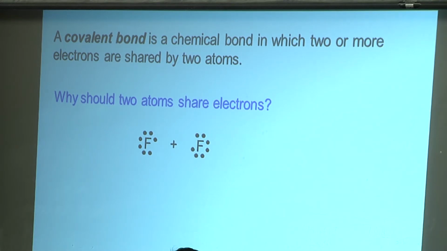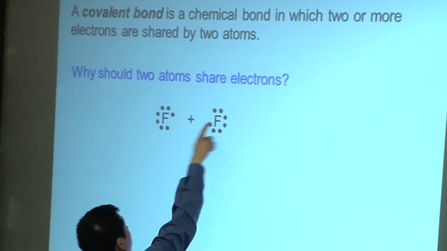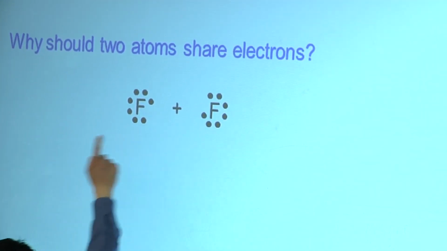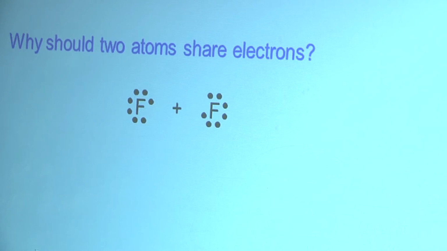If we try to do a transfer of an electron from one F to the other F, what's going to happen? Well, one of them is going to have 8 electrons, the one who gains an electron, 8 valence electrons, but the one that loses an electron is going to have 6. It doesn't want to have 6. It wants to have 8.